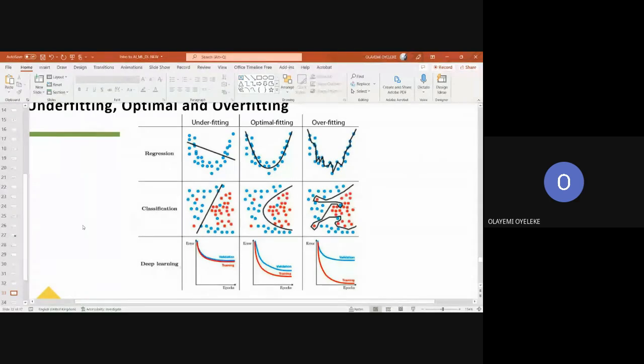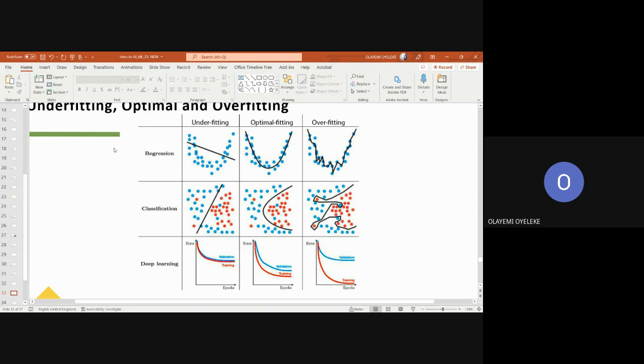So these are just examples of underfitting and overfitting for regression, classification, and then we have this for deep learning. If you are doing deep learning training, in this internship we won't do anything that has to do with deep learning, but deep learning is an area you can pick up on your own as you go ahead in this field in the near future.